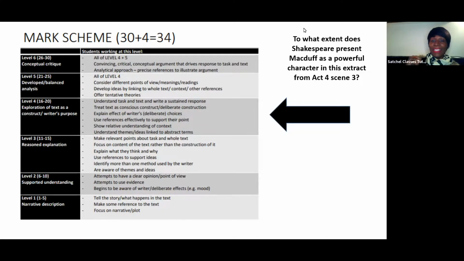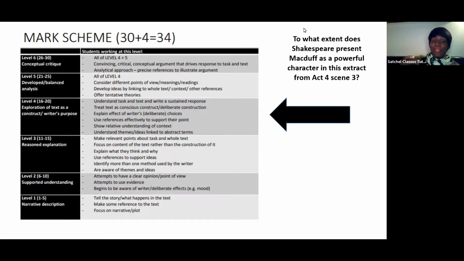It says it's a sustained response. That means you're not flitting anywhere else. You're really thinking about the power of Macduff at this point in the play and elsewhere. You're really treating the text as a construct or a deliberate construction. That means you understand that Macduff isn't actually a character. Shakespeare's using him to explore and represent different ideas.